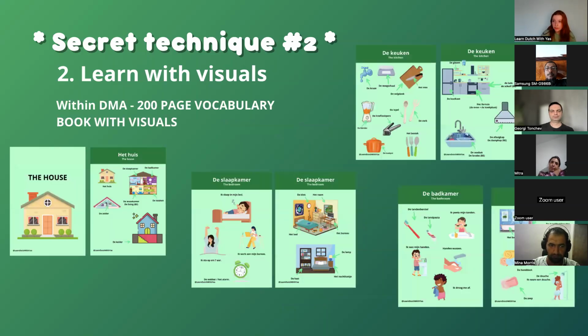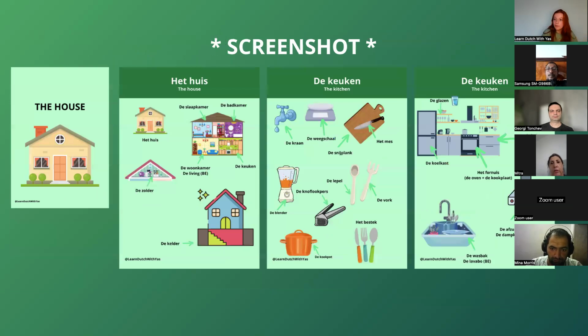How do we do this in our Dutch Mastery Academy? There is a 200-page vocabulary book, just like you see here, with a lot of visualizations. So we visualize, we don't translate, we visualize everything. And I have a little gift for you because the next two slides are a part of this vocabulary book and you can screenshot them. So I'm going to go over to the first page. If you want to screenshot it now, and then I will go to the second one.